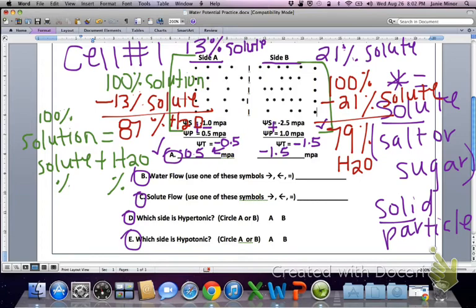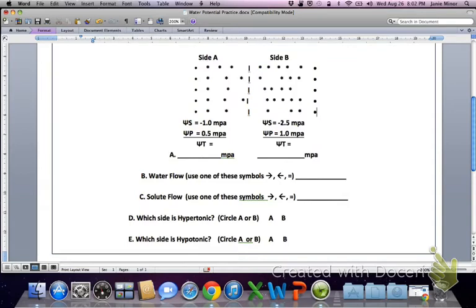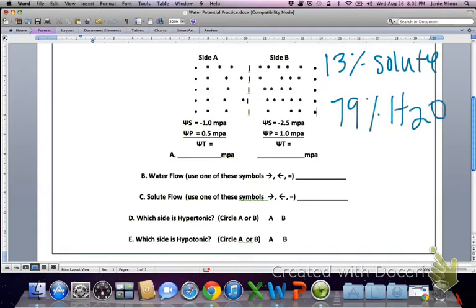Alright, so keep those numbers on your paper. I'm going to clear my screen so it's not so messy. Alright, so over here, remember, we had 13% solute, and we had 87% H2O on side A. Whoa, let's back up there, minor. On side B, we didn't have 13%. We had 21.